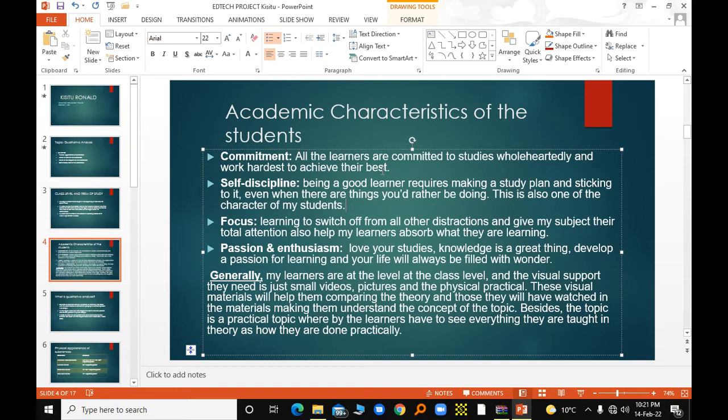Then the academic characteristic, which is the next one, is the focus. Learning to switch off all other distractions and give my subject their total attention also helps my learners absorb what they are learning. What do I mean? When we are at school, there are many distractions. You're teaching, people are moving, the books. So that helps me, whereby all my students are aware of what I'm teaching.